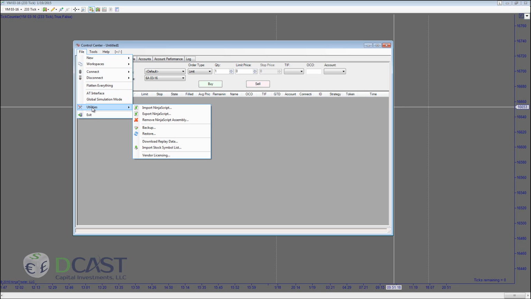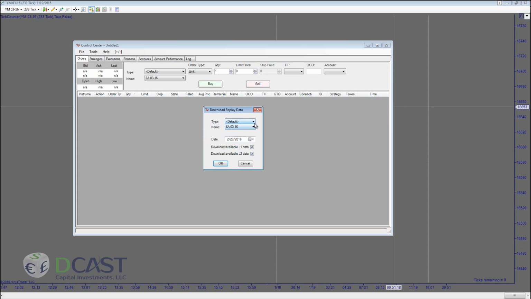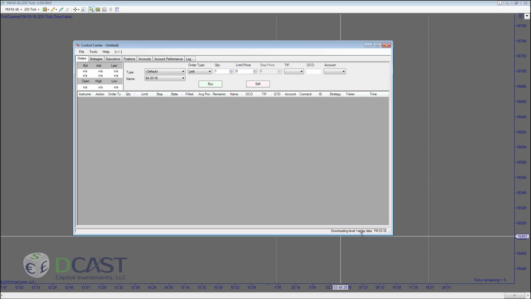Sometimes I have a little bit of problems getting it to work properly since I hardly ever do it, but we'll see what we can do here. Download market replay, and then we're going to select YM, and we're going to select the date. We'll pick a random date here, and then we're going to hit OK, and it's going to say downloading here.